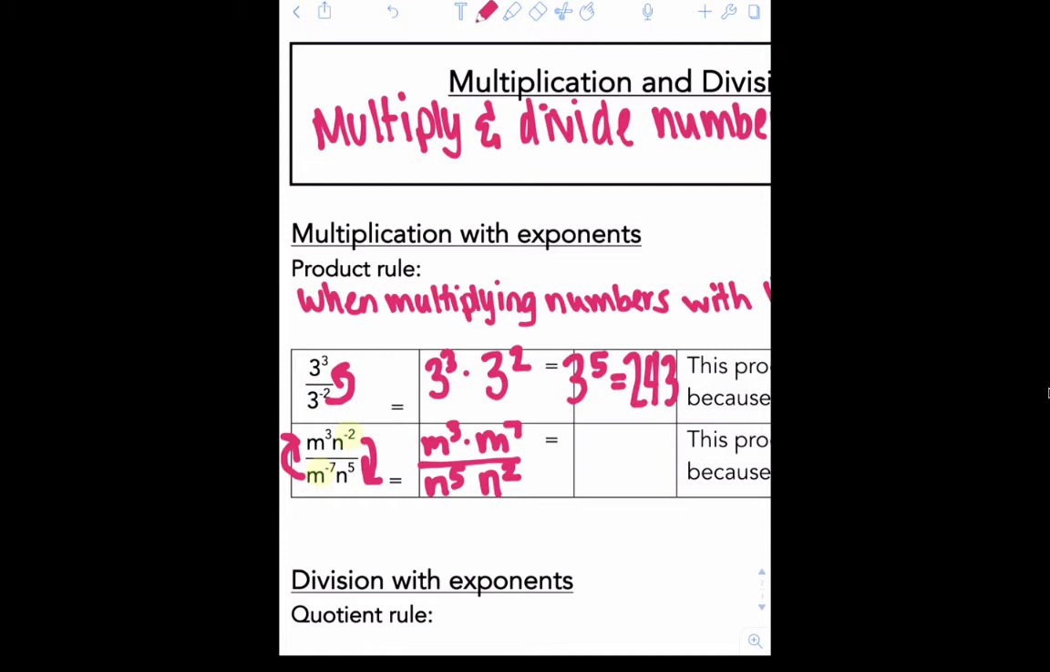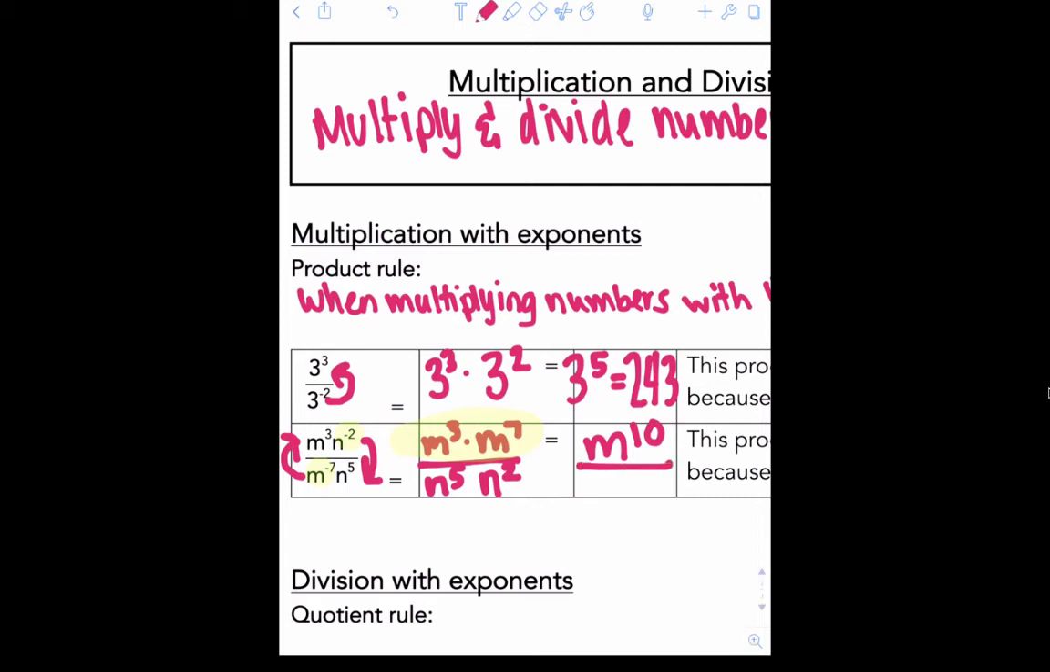All right, so I'm going to start with my m's. So right now I'm just looking at that and I'm multiplying them. M is my like base, so I'm going to add my exponents. 3 plus 7 is 10, so that's my new exponent, and my base is still m.